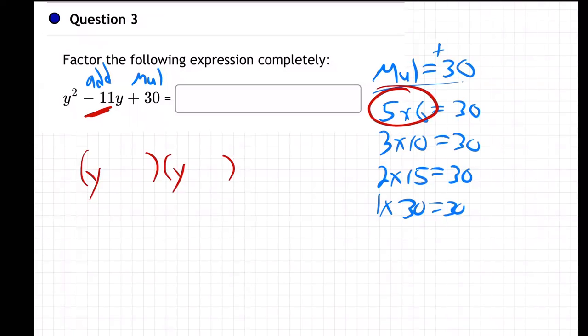You agree with me? 5 and 6 can add to be 11, whereas 3 and 10 can't. 3 and 10 is 13. 2 and 15 is 17, right? It's got to be the 5 and the 6. Okay. So it's the 5 and the 6. So now what order? Order doesn't matter. Signs matter. So you put them in the order you want. But now what's really important is getting the correct signs.